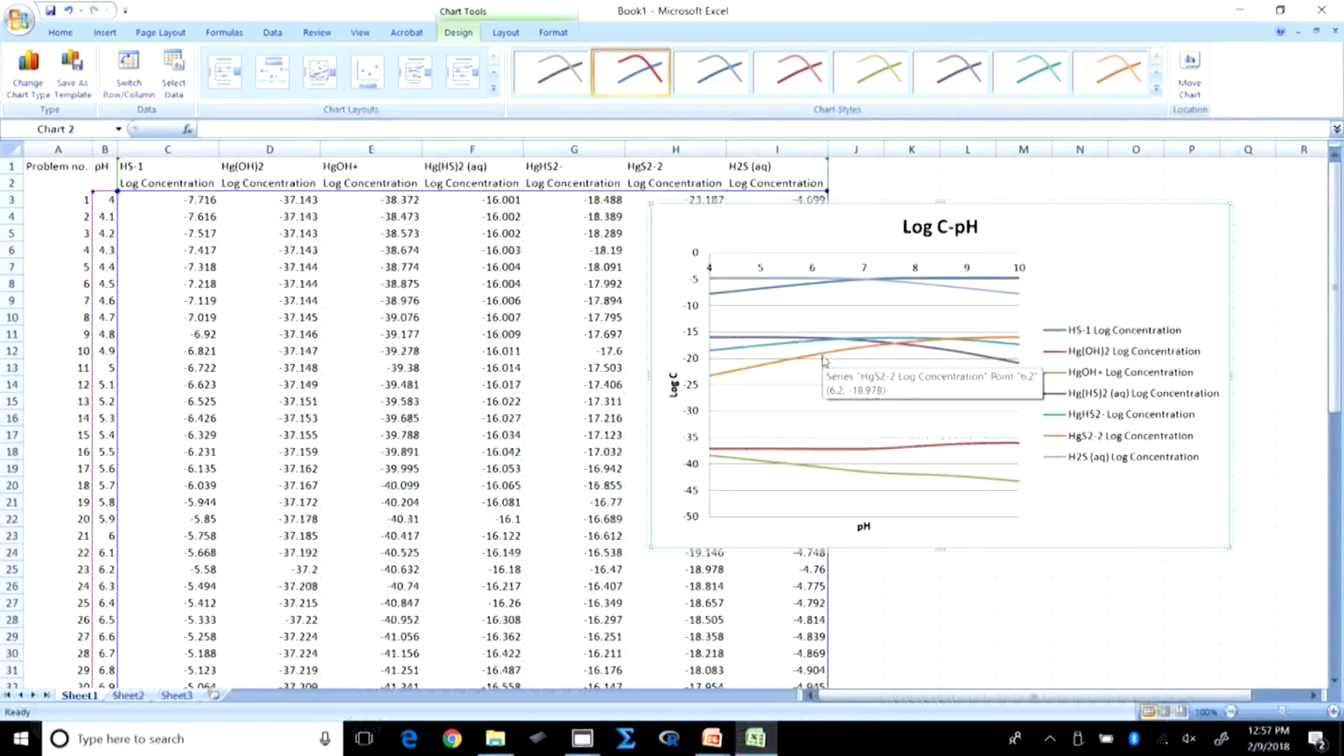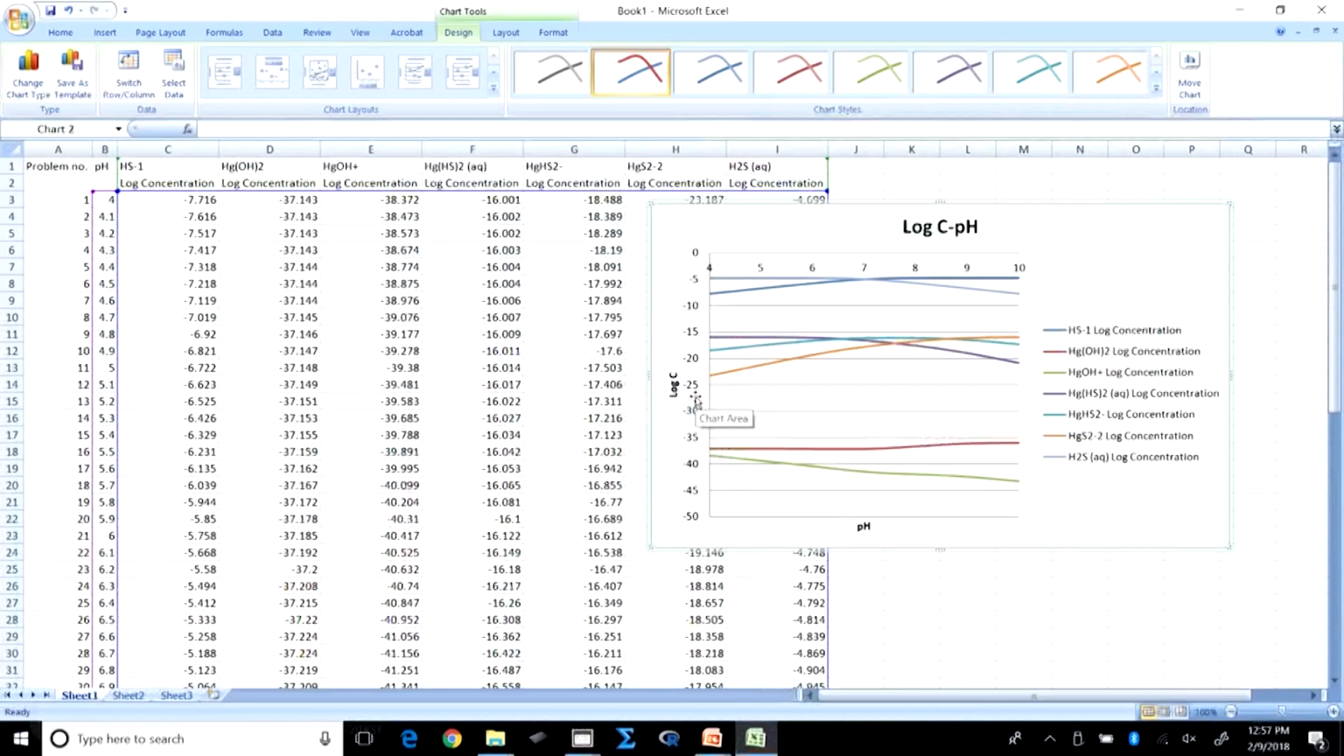So again, the take home message here is: in which forms will mercury be predominantly present? It will be present as complexes of Hg and sulphide, right? And though mercury will also form complexes with OH minus, the mercury hydroxide complexes are at very low concentrations, right? So that is what we are trying to look at here. And so this obviously gives you an idea about what is happening in the system.